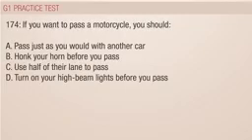Question 174. If you want to pass a motorcycle, you should A. Pass just as you would with another car. B. Honk your horn before you pass. C. Use half of their lane to pass. D. Turn on your high beam lights before you pass.